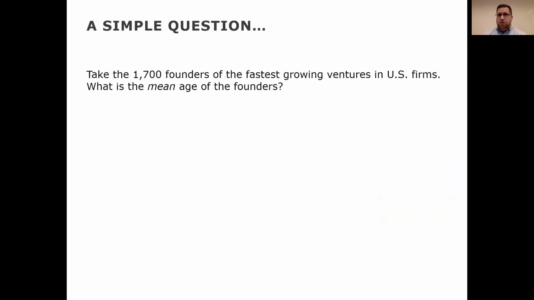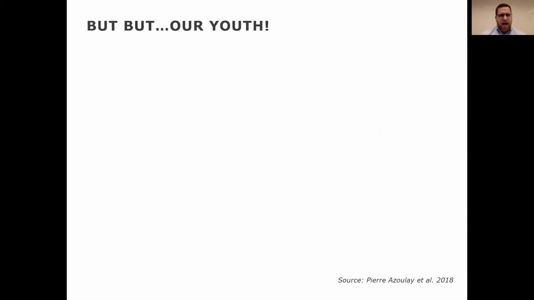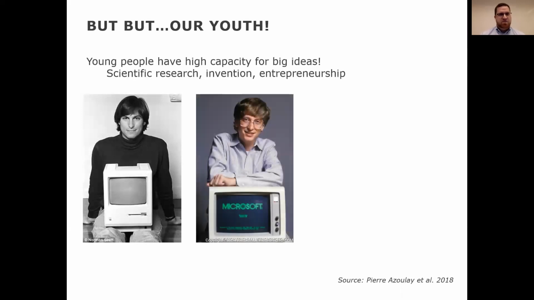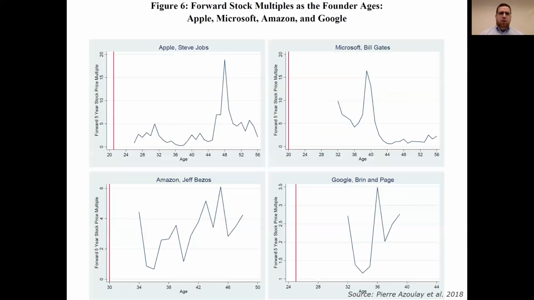Well, I'm guessing that most of you said it was going to be in the 20s or maybe low 30s. Based on the research from MIT and Kellogg by Pierre Azoulay and others, 45 years old was the average age of the founders. And I know that totally goes against what we think about when we think about Steve Jobs, Bill Gates, Zuckerberg, right? And even when we think about Silicon Valley, venture capitalists are targeting people under 30. We could look at the forward stock multiples of all this, but we're not going to get into that.